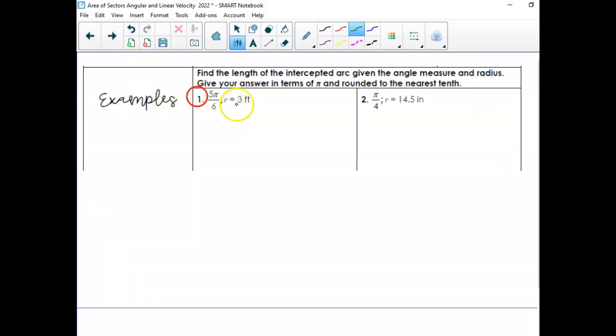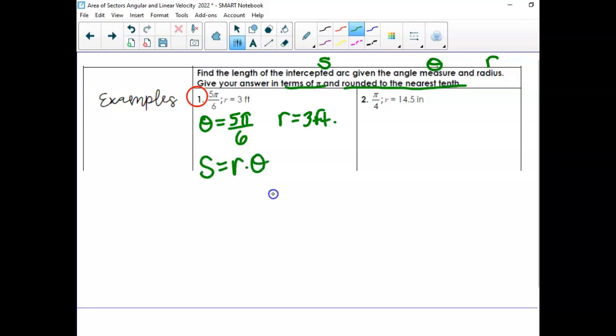Number one says find the length of the intercepted arc, so we're looking for S, given the angle measure, theta, and the radius, R. Find your answer in terms of pi, so leave it exact and rounded to the nearest tenth. So if theta is 5 pi over 6, do we need to convert? No label on this, so it's already in radians. Everybody good? And then it says R is 3 feet. The formula is S equals R times theta. So we do 3 feet times 5 pi over 6.